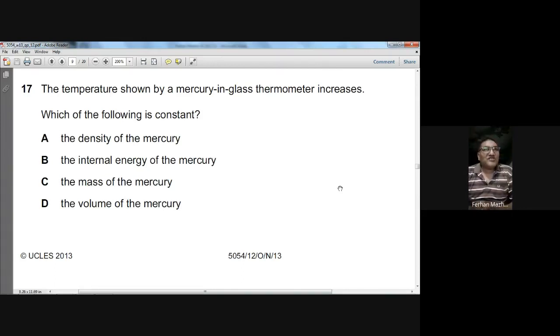So his question was, which of the following is constant? The mass of the mercury is constant. The volume of the mercury definitely is not constant. So C is the option. Question number 17, C is the option.